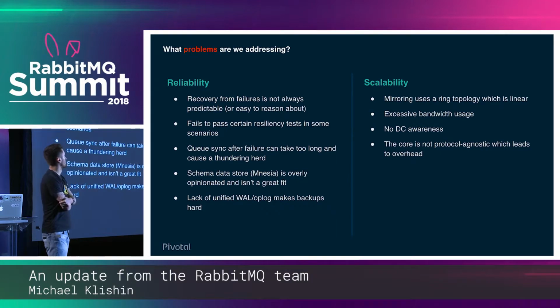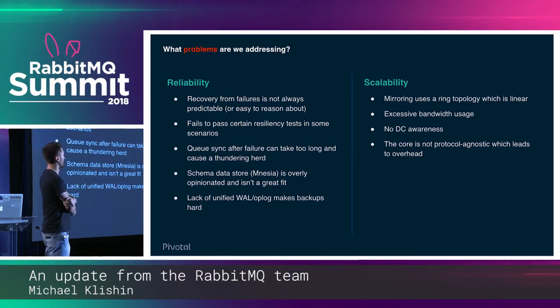So scalability is another area. Mirrored queues use a variation of an algorithm called chain replication. Basically, the way it works is nodes form a ring, and messages pass around the ring, then confirmations do. If you think about it, that's a linear algorithm. We all know how well that scales when it comes to growing your cluster. It's not DC aware. It was not really designed to be DC aware. It uses a lot of bandwidth.